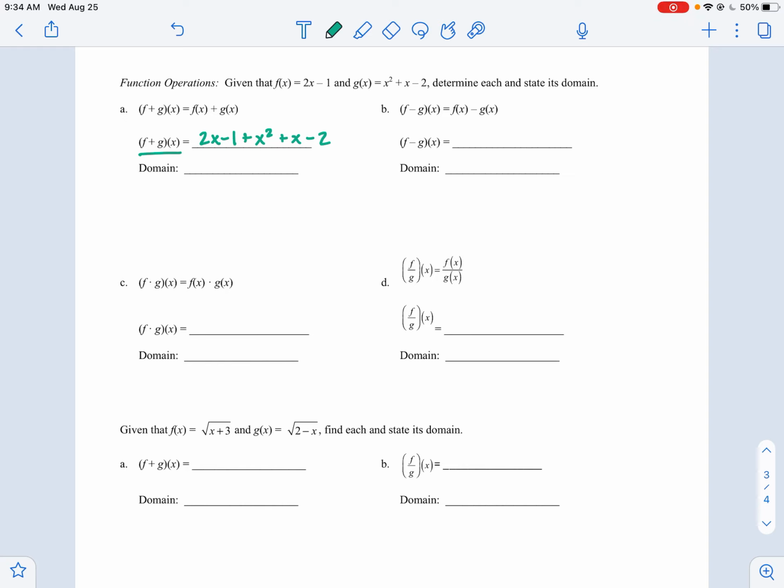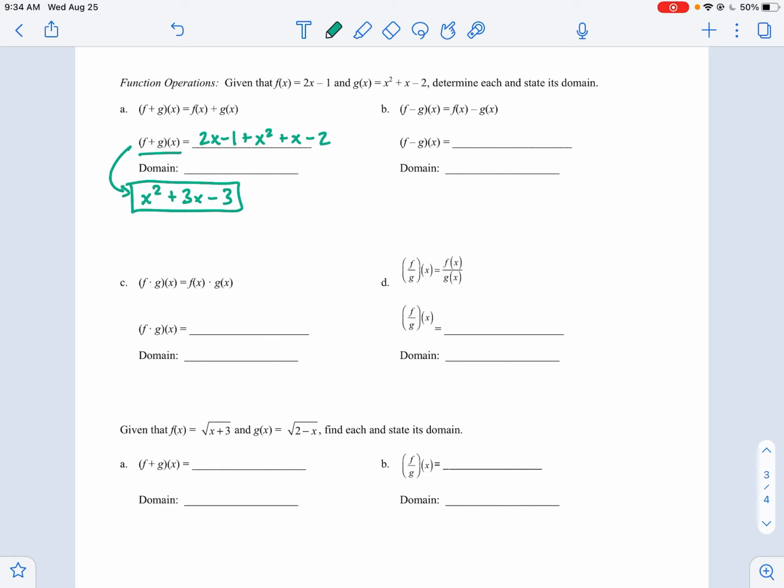When you see (f + g)(x), the way we read that is that I could take f(x) and add it to g(x). Of course, we could combine some like terms if we wanted to. So then this would become x squared plus 3x minus 3. That would be a simplified version of f(x) + g(x).